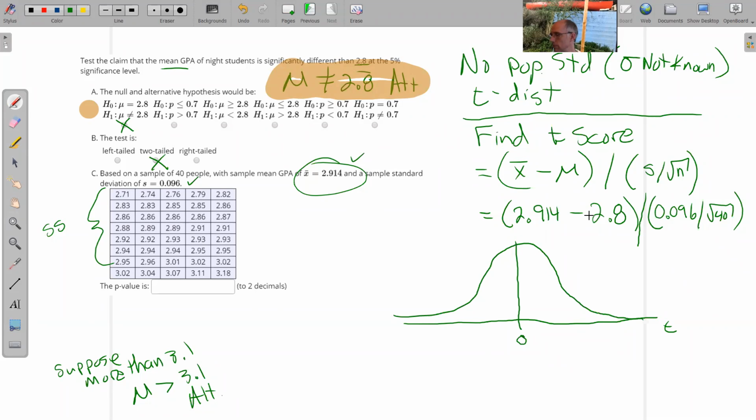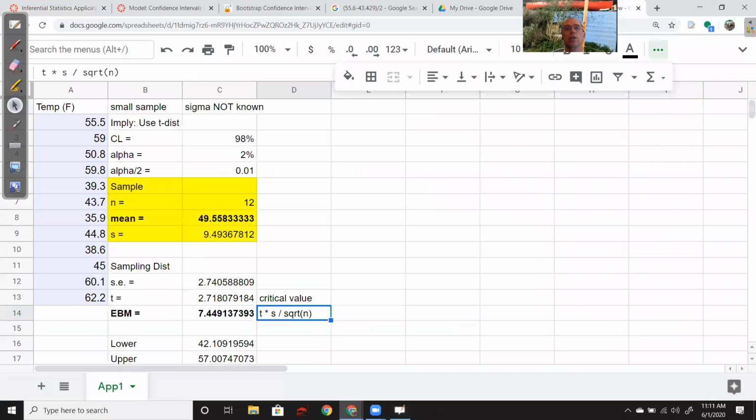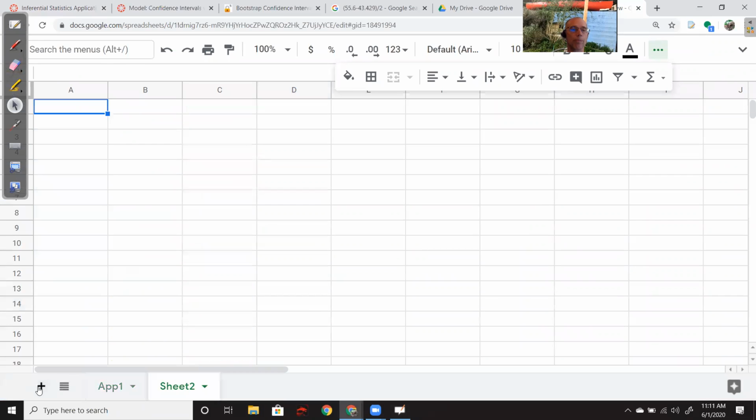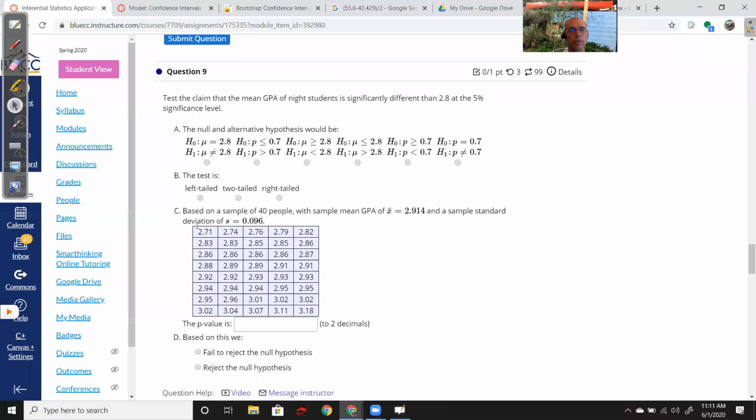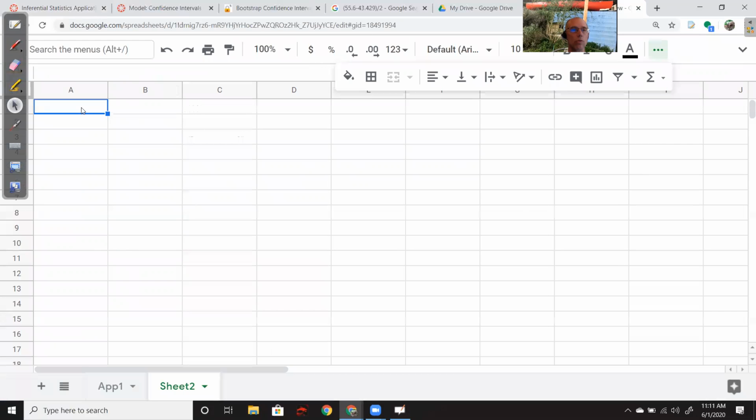So make a quick note of this, 2.914, 2.8, 0.096. All right, I've got to type all that into a calculator. Actually, a spreadsheet would be the way to go here. Let's put this in a spreadsheet, new tab, and I'll label that later. Might as well grab the data while I'm here. I should have started a new video for this. I guess I'll split them later.